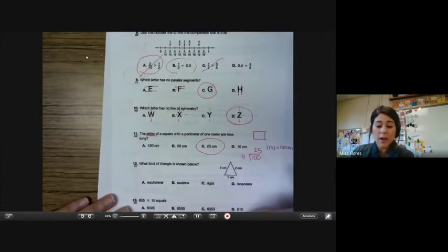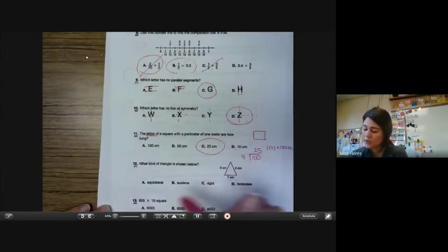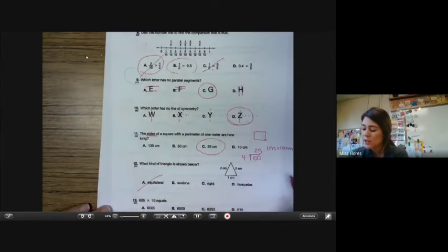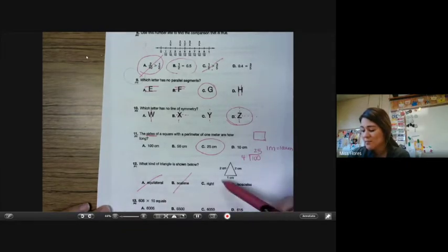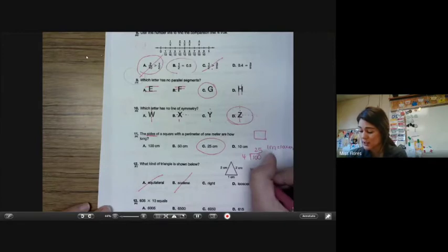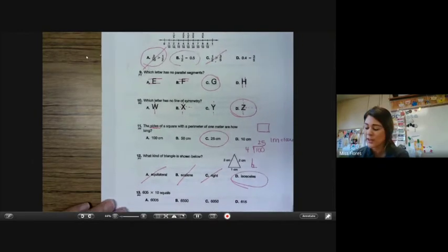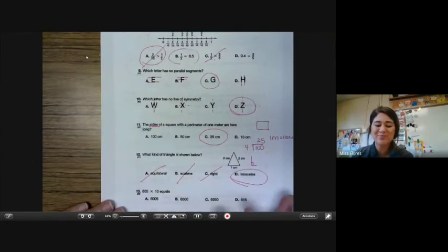12, what kind of triangle is shown below? Okay, so equilateral means that all sides are equal. So since it's 2, 2, and 1, they are not equal. You can be scalene and have no equal sides. So 2 and 2 are equal, so it's not scalene. Right means that it has a 90 degree angle in it, and there's no 90 degree angle. So that means it is an isosceles, because you could have 2 equal sides or 3.